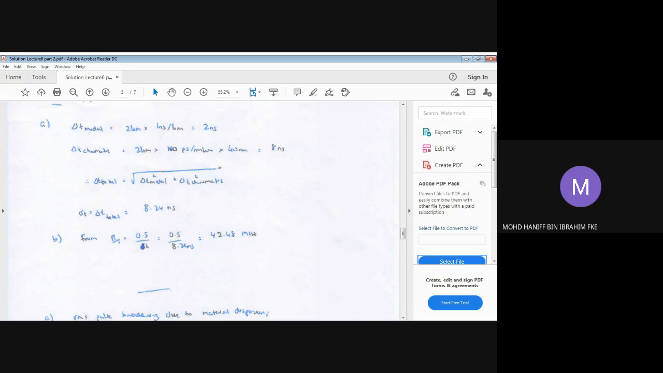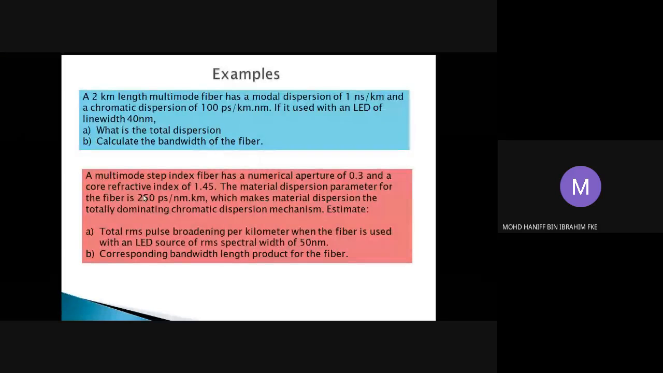Okay, so let's have a look at this second question here, where we have a multimode step index fiber with a numerical aperture of 0.3 and a core refractive index of 1.45. The material dispersion is 250 picoseconds per nanometer kilometer, which means material dispersion is the totally dominating chromatic dispersion mechanism. So for this multimode step index fiber, your dominating chromatic dispersion comes from material dispersion.